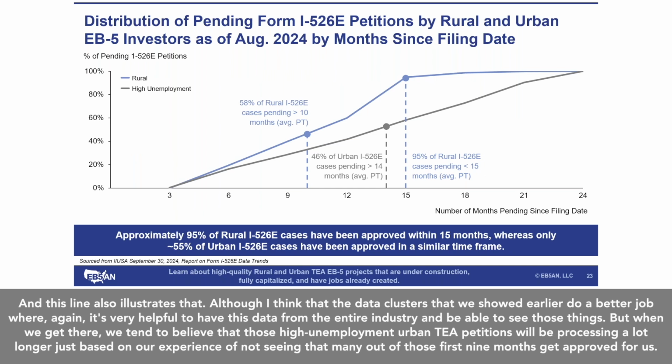And this line also illustrates that, although I think that the data clusters that we showed earlier do a better job, where again, it's very helpful to have this data from the entire industry and be able to see those things. But when we get there, we tend to believe that those high unemployment urban TEA petitions will be processing a lot longer, just based on our experience of not seeing that many out of those first 9 months get approved for us.